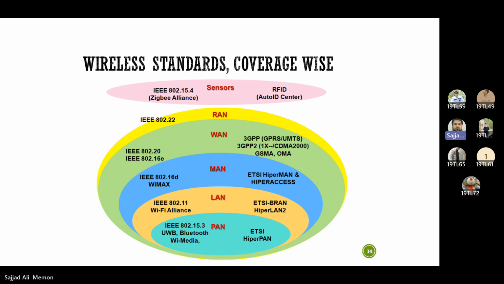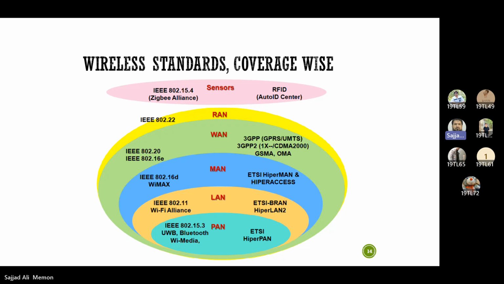Then we have the metropolitan area network. On one side we have WiMAX, on the other side we have HiperAccess. So more coverage area than the LAN. And when we have the wide area network, in that we have cellular communications, 802.16e, that is your WiMAX, mobile WiMAX, not popular in Pakistan.